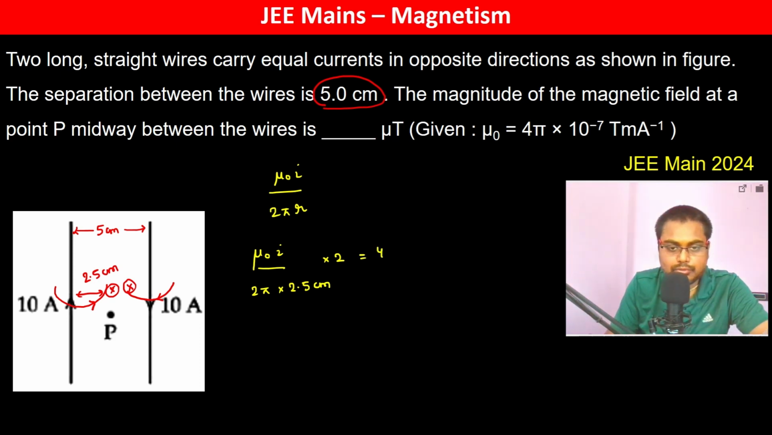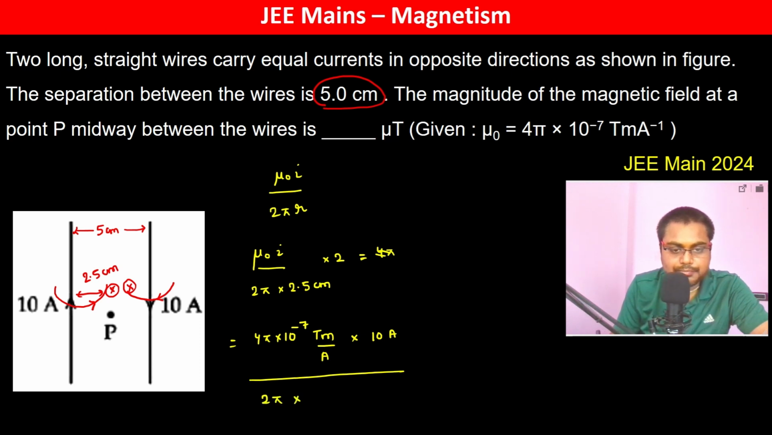So therefore we have 4 pi into 10 to the power minus 7 Tesla meter per ampere into I, what is I, 10 ampere, divided by 2 pi into 2.5 centimeter. So therefore 2.5 into 10 to the power minus 2 meters. Meter is gone, ampere is gone, 2 pi, so this becomes 2. This becomes 4, and of course this was multiplied by 2, so into 2 also must be there.